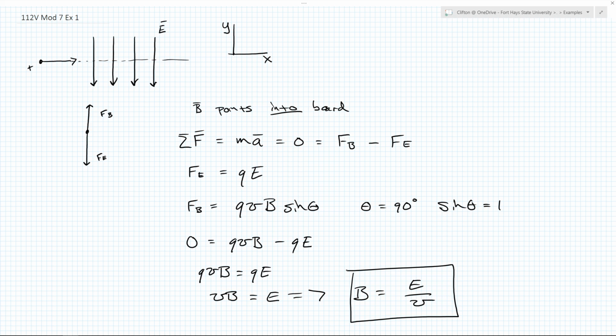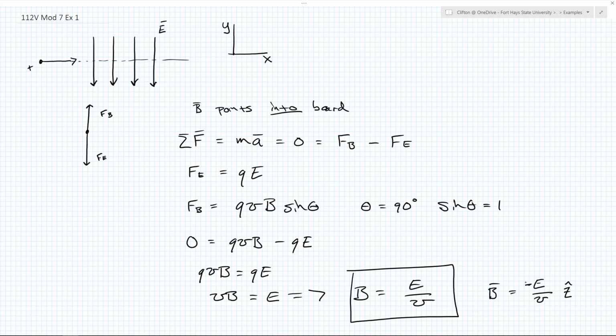Now, if we wanted to write this as a vector, because this is just the magnitude, we already know what the direction of the magnetic field points. So we would write down the magnetic field as a vector is equal to the electric field strength over the magnitude of the velocity, and it points into the board, which would be the negative z direction. So I'm going to write a z hat and put a negative sign there. That would be the magnetic field vector.